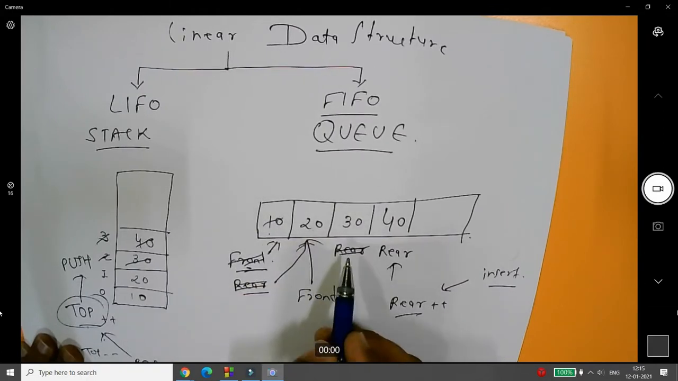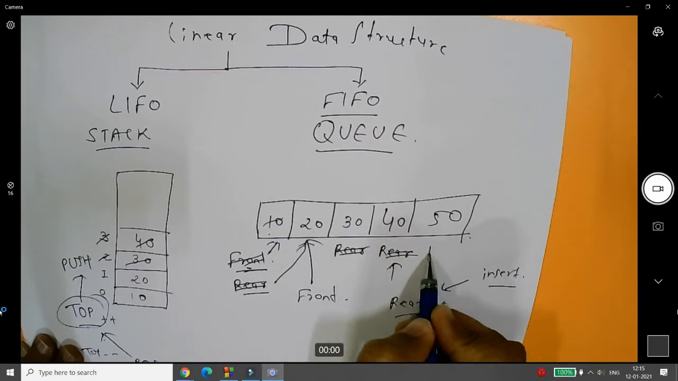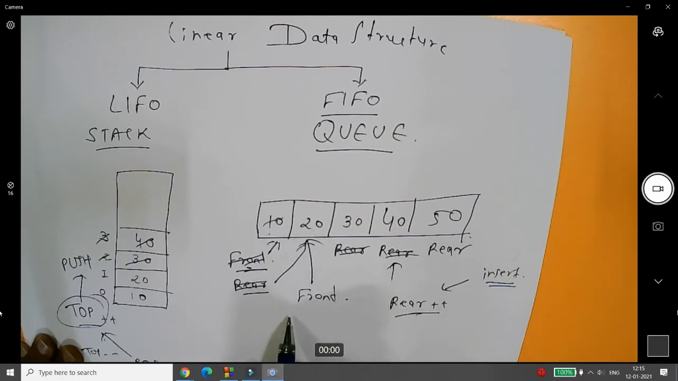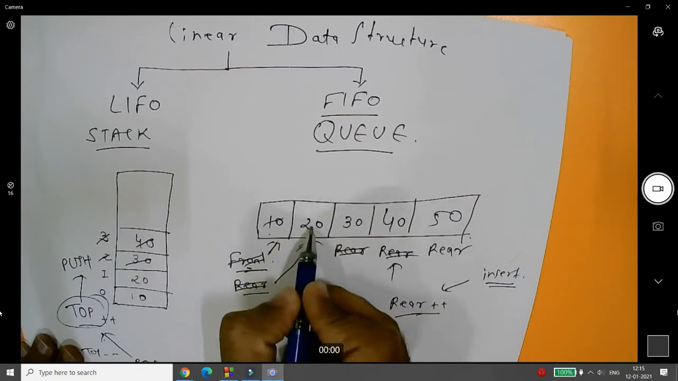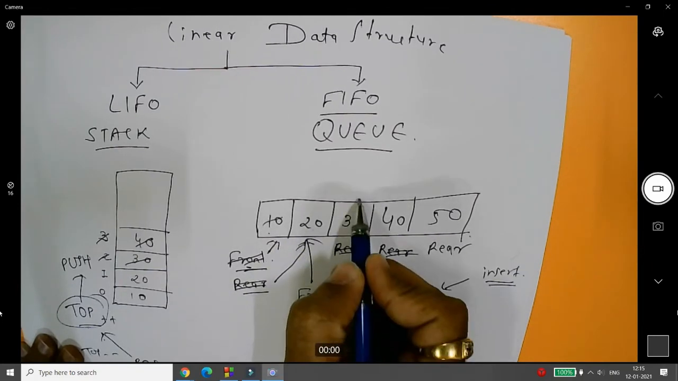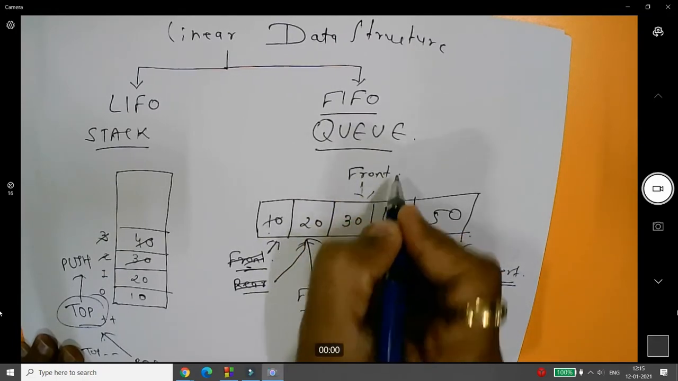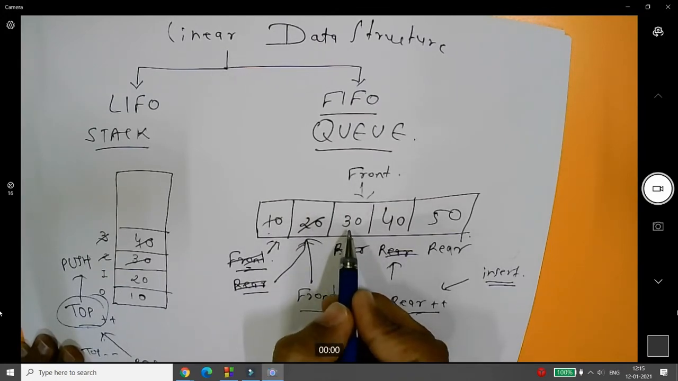Now, whenever you insert an element, for example 50, your rear will become this. It means at the time of insert, your rear will be incremented, and at the time of delete, your front will be incremented. Suppose you want to delete this 20, then what happens? This 30 will become the front. In which situation? If you want to delete the first element, that is 20, then 30 will become your front.